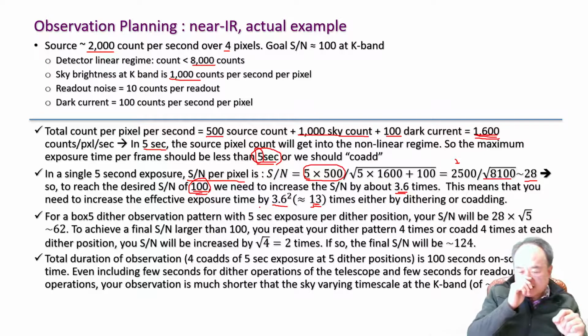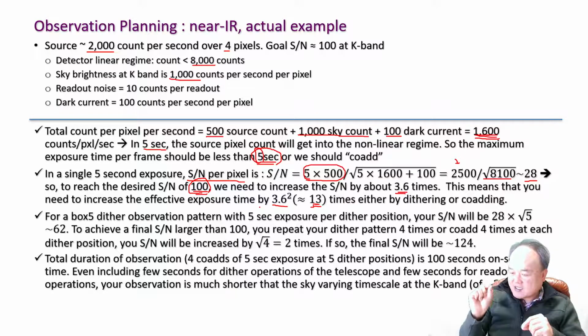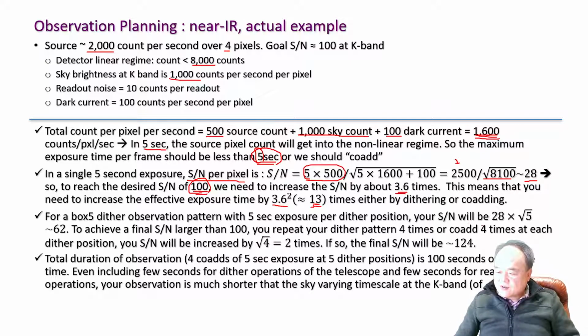Okay, so imagine that now you are introducing the box 5 data observation, with each 5 second exposure per data position without using any coadd. So coadd is kept at 1, frame time is 5 seconds, but you are using the box 5 pattern, right? And then your signal to noise ratio from this box 5 data pattern becomes 28 times square root of 5. That means the signal to noise ratio per pixel is 62.